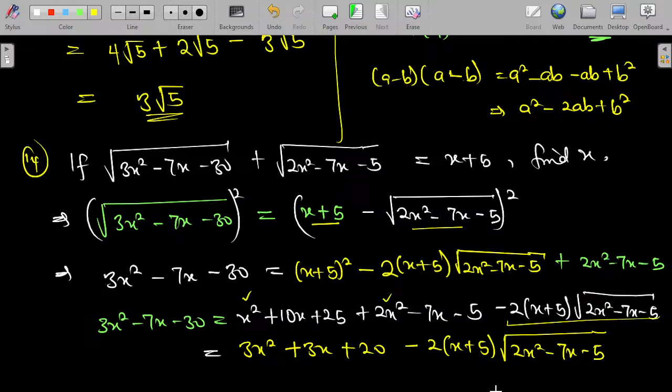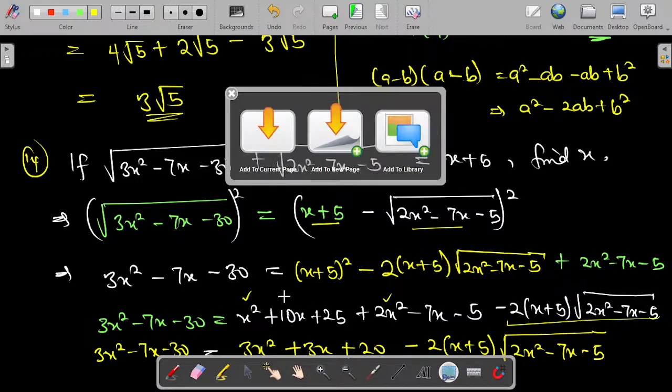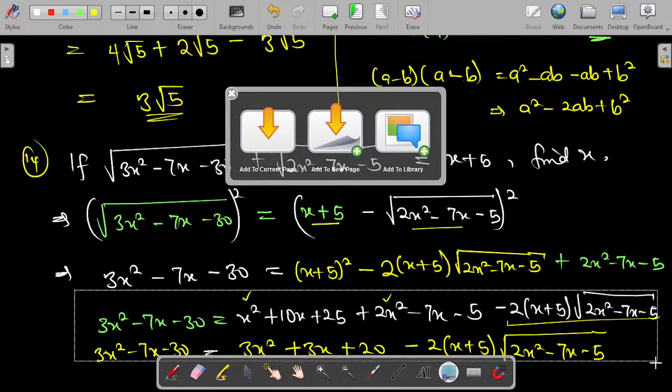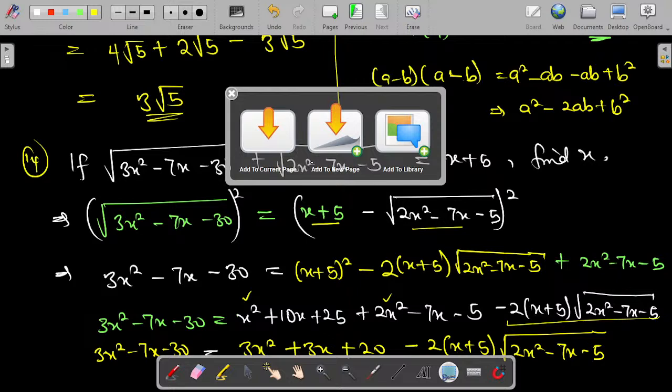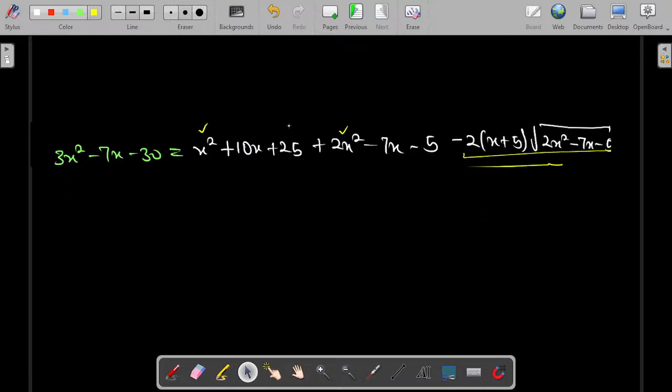Beautiful. Okay, so let's see if we can carry this over to another page. So let me write this: 3x squared minus 7x minus 30. Let's try it. Okay, let's just pick this to a new page. Let's see if it will add. Okay, it does. Let's drag it up a little.